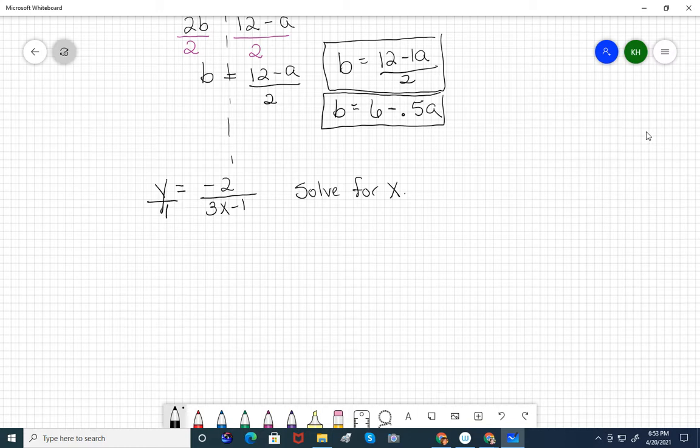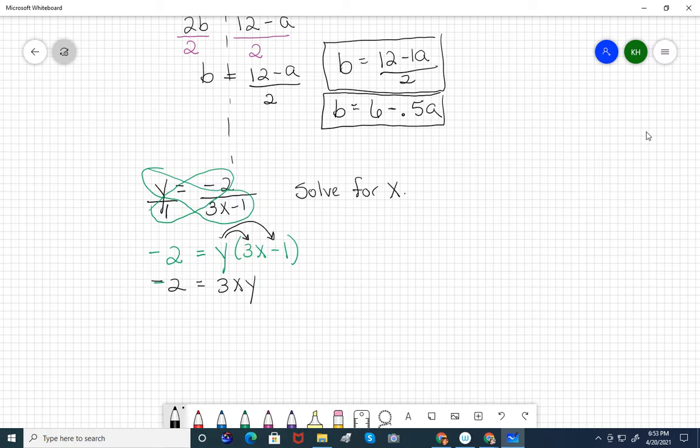But if I do that, I now can solve it rather like a proportion. I can say, hey, you know what? Let's multiply this together and let's multiply this together. 1 times negative 2 is going to be negative 2. y times 3x minus 1. Notice we are going to have to do some distributive multiplication. That's going to be negative 2. y times 3x is 3xy.